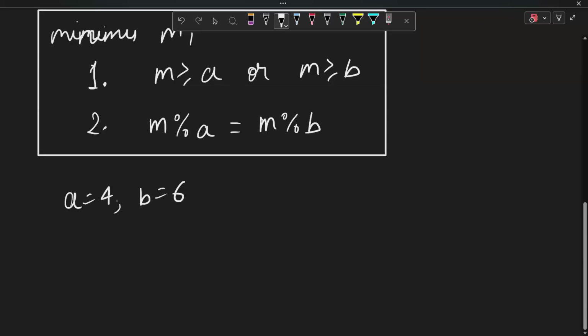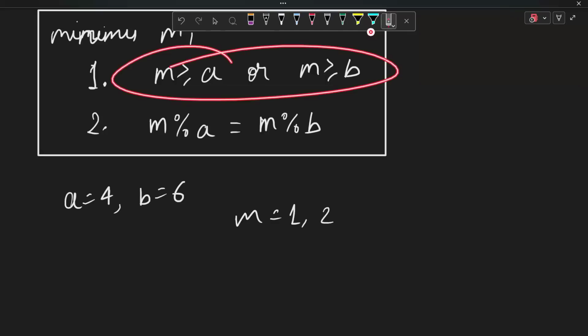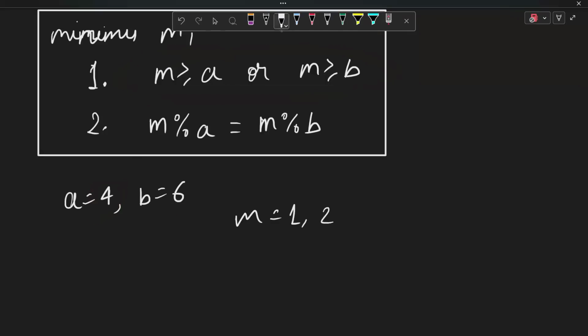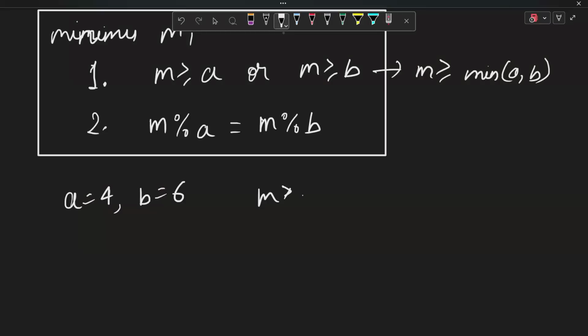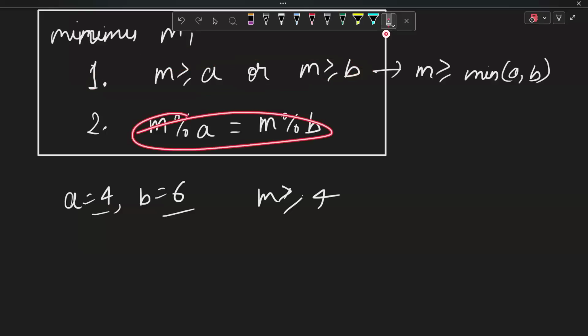So what M would you choose? If you choose some very small M, let's say M equal to 1 or 2, it won't satisfy the first condition that M should be greater than or equal to either 4 or 6. So basically the first condition can be rewritten as M should be greater than or equal to the minimum of A or B. Both mean the same. The minimum of 4 and 6 is 4, so M should not be less than 4, that's for sure. Now, what can we understand from the second condition?